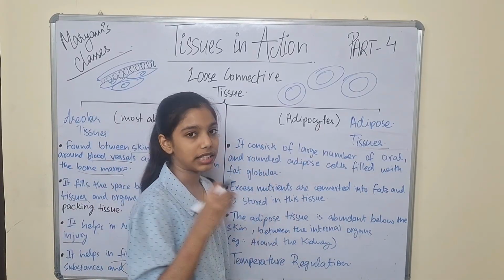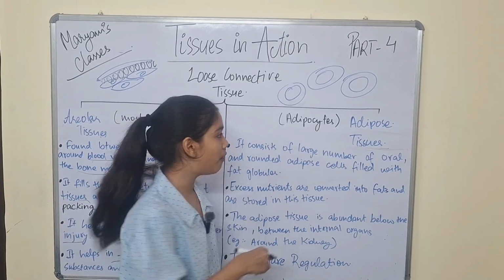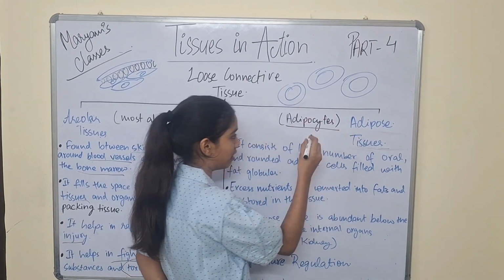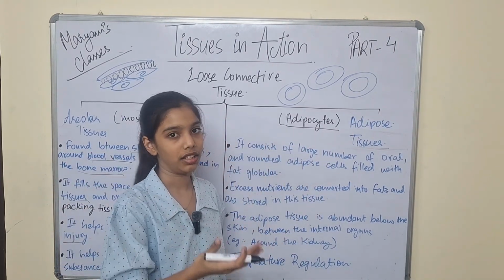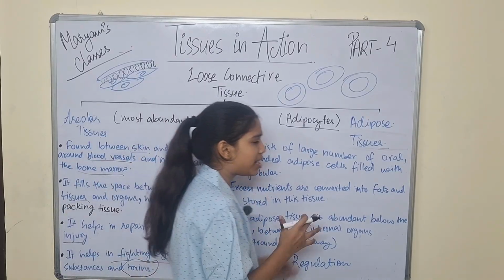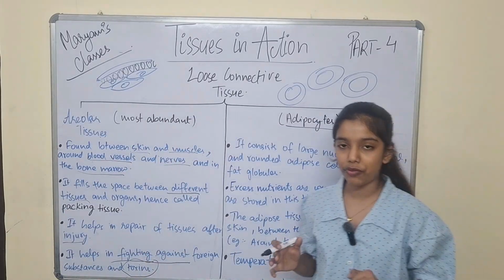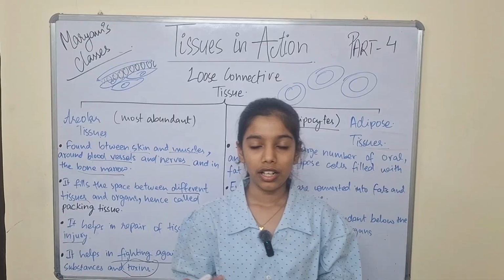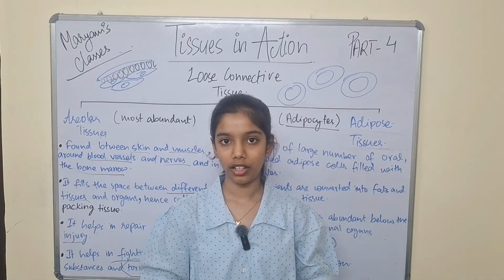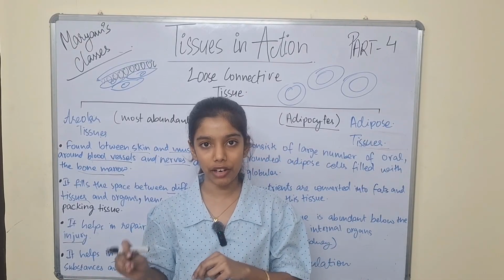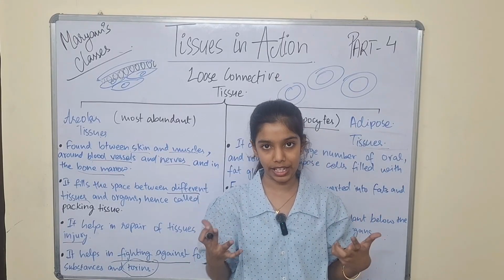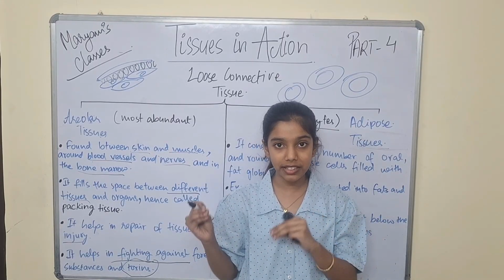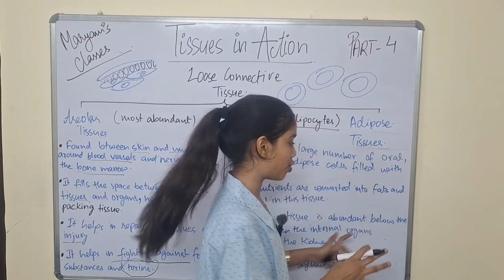Adipose tissue is a type of tissue which is made up of adipocyte cells. The cells which make adipose tissue are adipocytes. Okay, so adipose tissue is the reason behind our fat. You have seen some people who are very fat. This fatness comes because of adipose tissue.